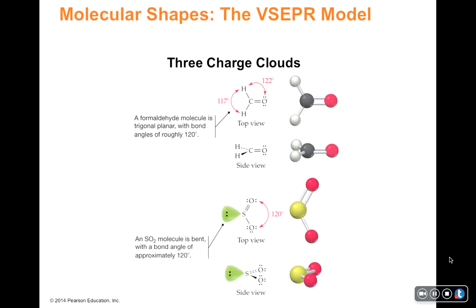So the takeaway here is that when you have these 3 charge clouds and one of them is a lone pair, you end up with a molecule that has a shape that is called bent. And you can see that SO2 molecule there has a different shape than what you see up above because that sulfur atom is only bonded to 2 oxygen atoms. So 3 charge clouds. The one on the top is 3 charge clouds that are 3 bonded atoms. That type of shape is trigonal planar. 3 charge clouds where you have 2 bonded atoms and 1 lone pair, the shape is bent. And again, that table will also show you the differences here as well.